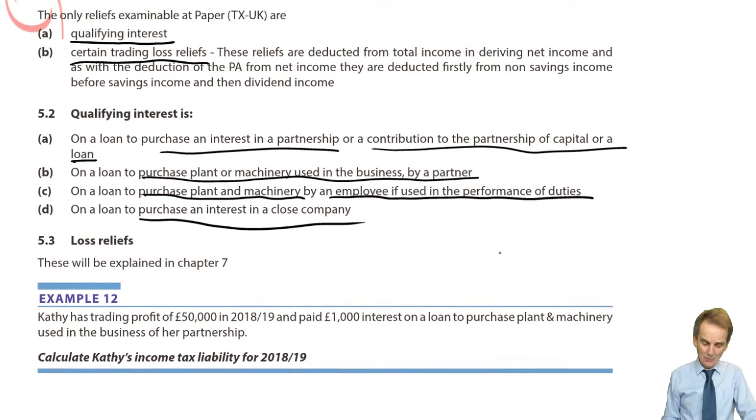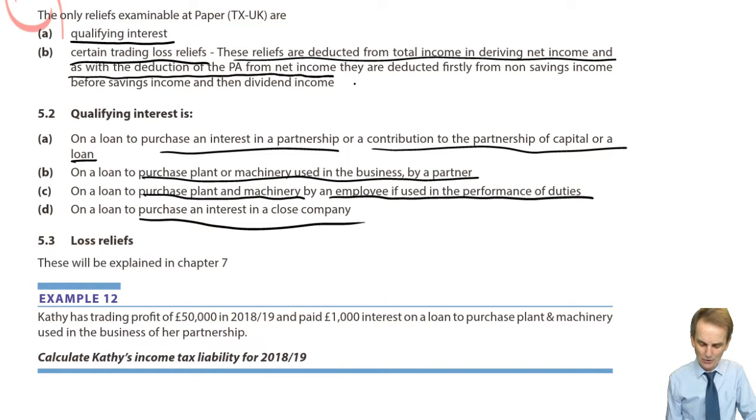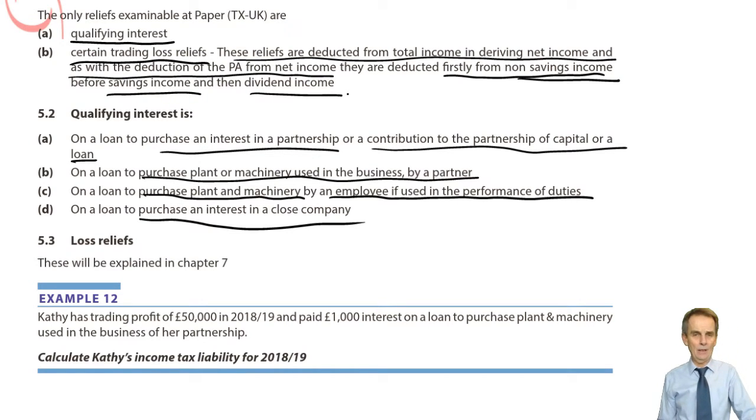Okay, the note that we said about trading loss reliefs there, these reliefs are deducted from total income in deriving net income. And as with the deduction of the personal allowance from net income, remember these deductions, as with loan interest as well, are deducted firstly from non-savings income, then savings income, and finally, if necessary, dividend income. Again, the reason why we laid those columns out in the way we did, from left to right across the page, non-savings, savings, and dividend income, is that whether it's a personal allowance or these deductions from total income, they will go against the income in that order.